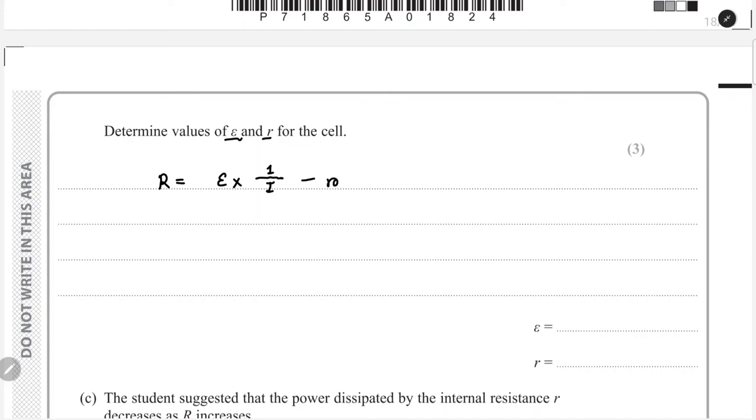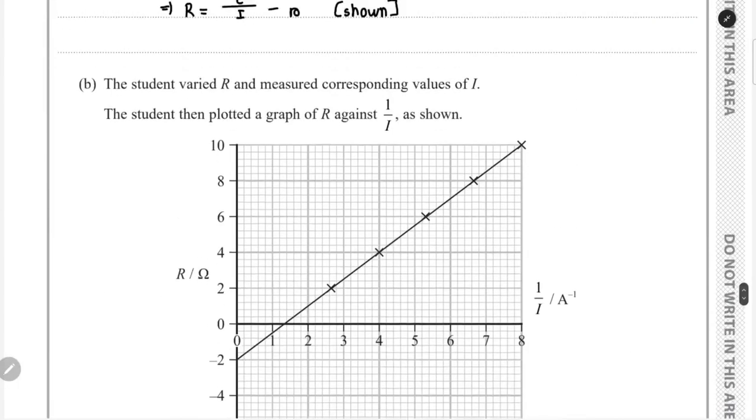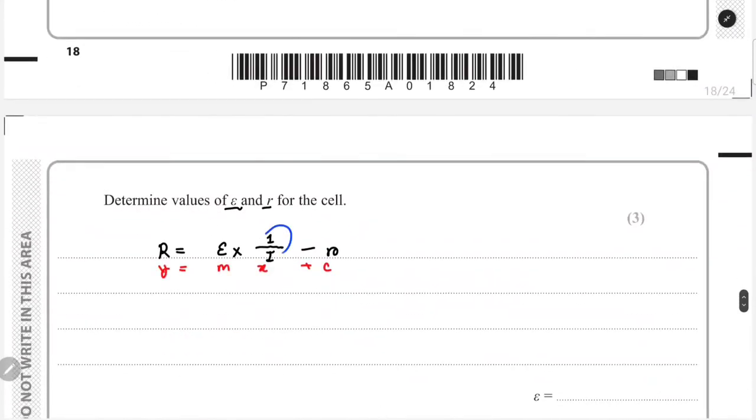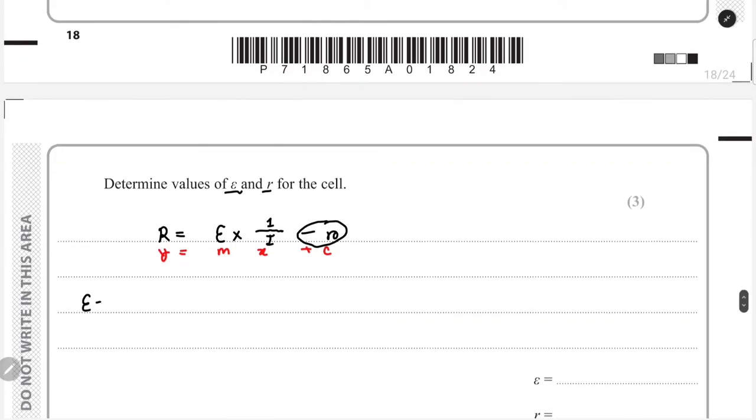If I compare this to y equals mx plus c, R is y. We see that over here R is on the y axis, 1 by I is on the x axis. 1 by I is x. EMF is the gradient and minus r is the y-axis intercept. So the EMF will be the gradient.